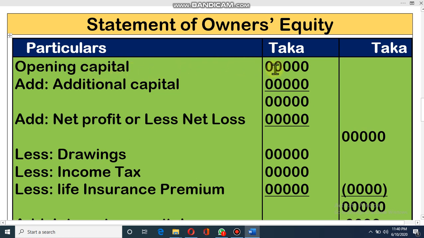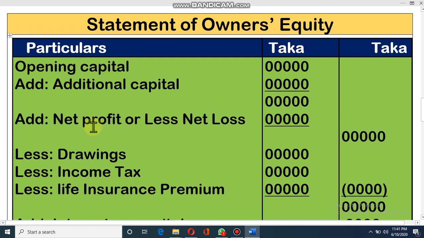So at first you will write the capital, then additional capital. It may be given in the trial balance, it may be given in the adjustment. That means at the time of the question, you will get it in the trial balance also, you will get it from the adjustment also. We have to add opening capital with additional capital. Then it is total capital given by the owner.